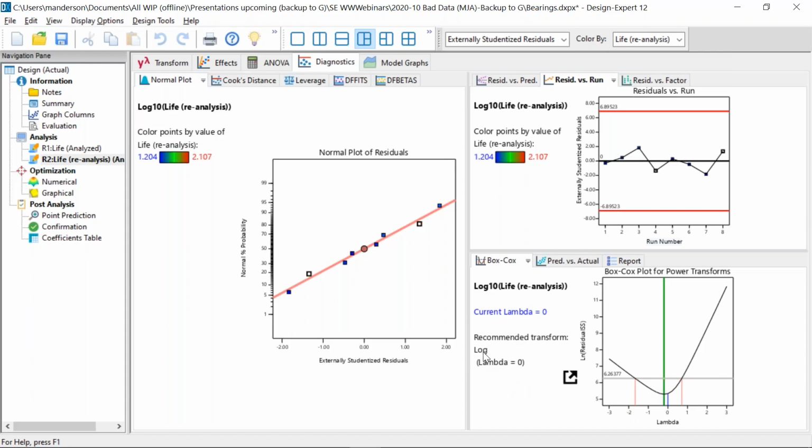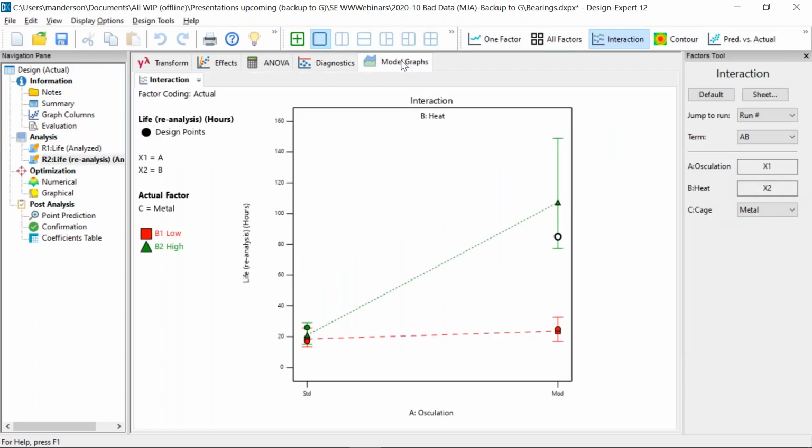Some people have come back to me and said, Mark, we did the recommended transform of a log, but it still says to do a log. Should I do a log of the log? And I'm going to say, don't pile the logs up. Just one log is enough.